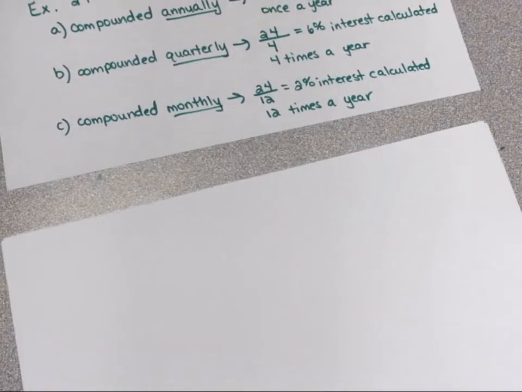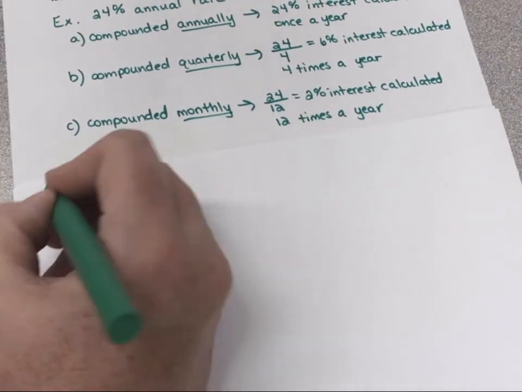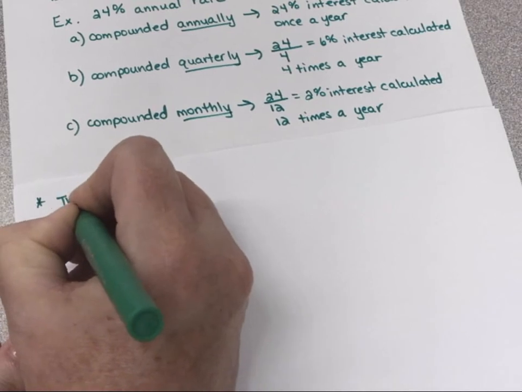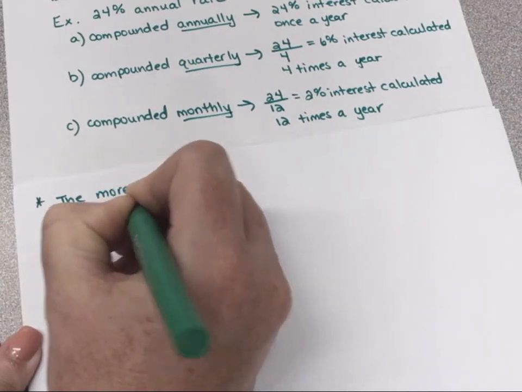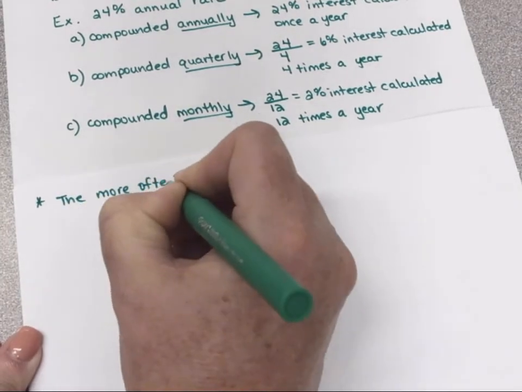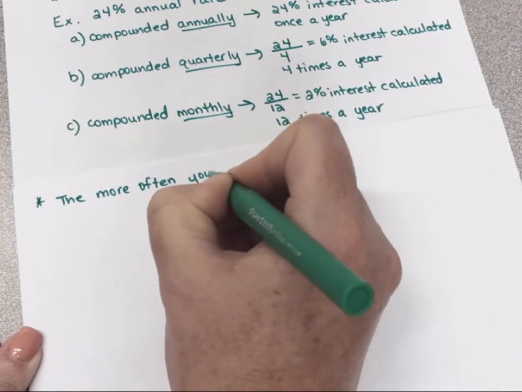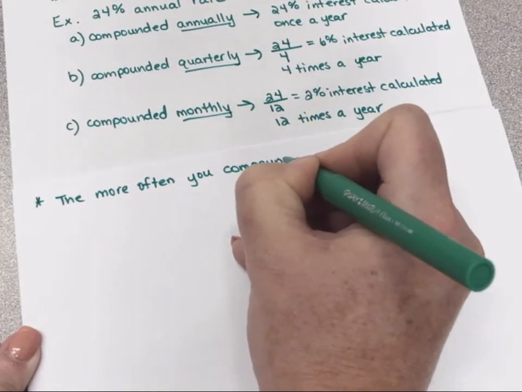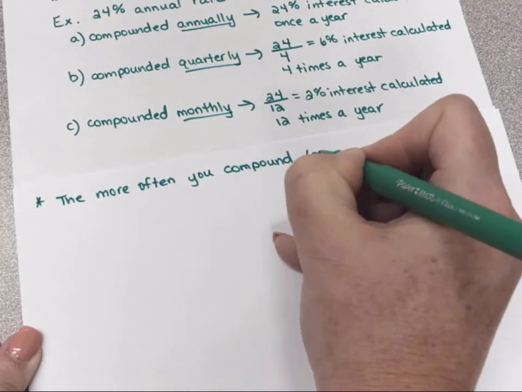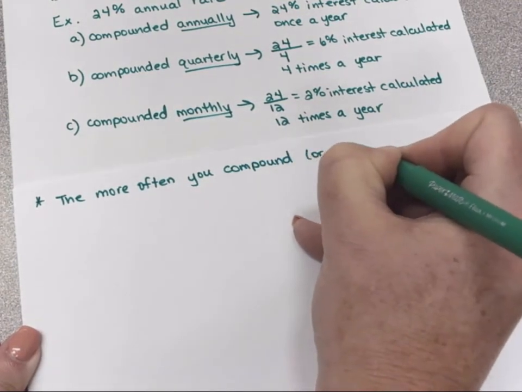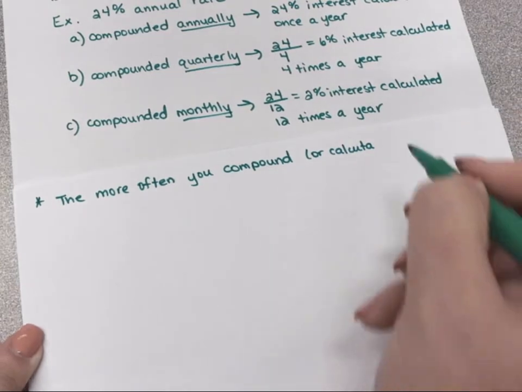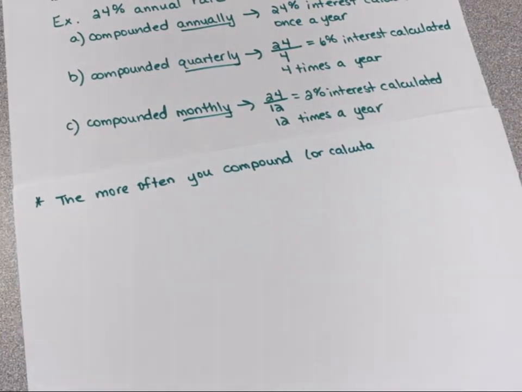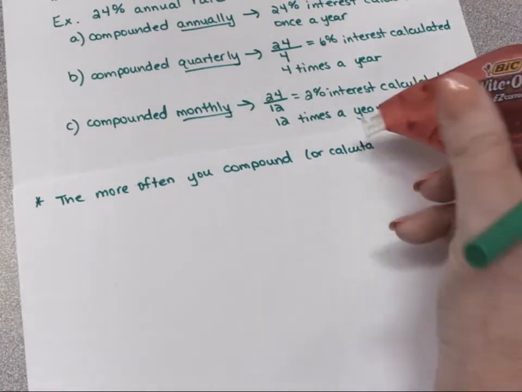So we talked about this before, but I really want to drive it home. The more often you compound interest, the more money is earned. So all other things being equal, if you have money where the interest is being calculated more frequently, it is going to earn more money. I don't know how to spell calculate, I guess.